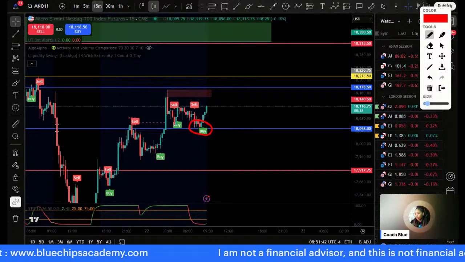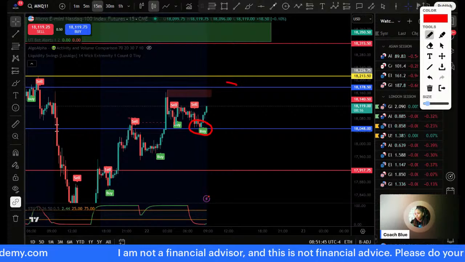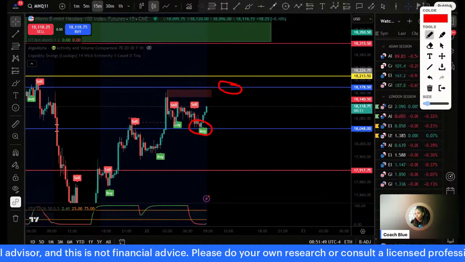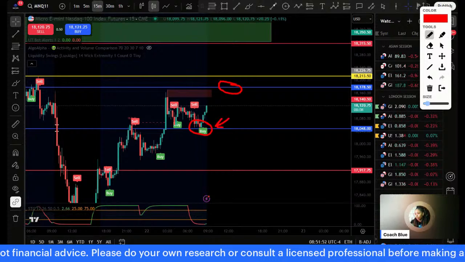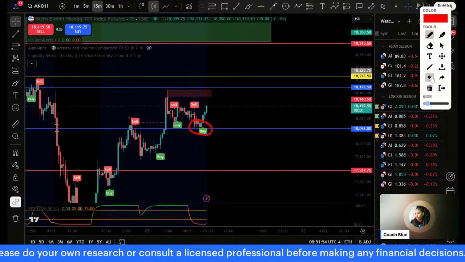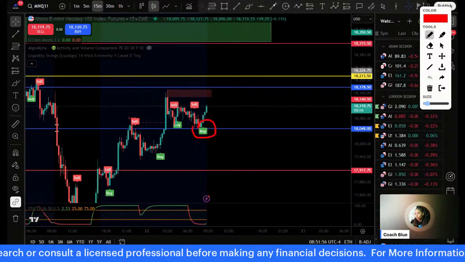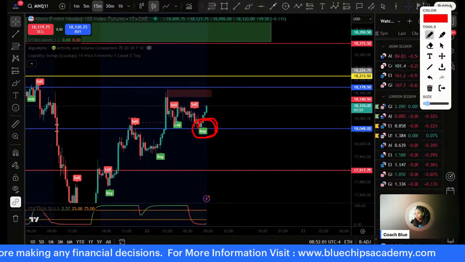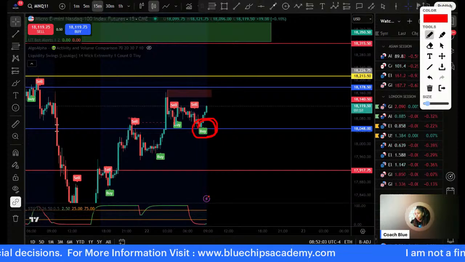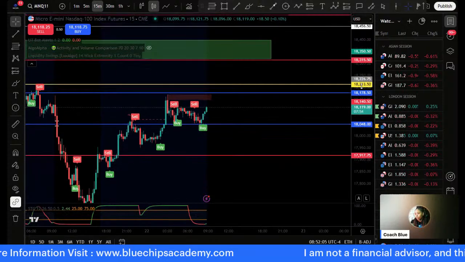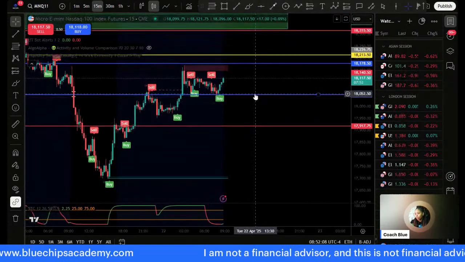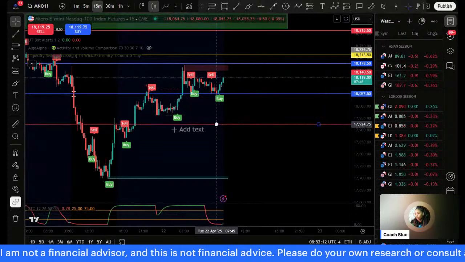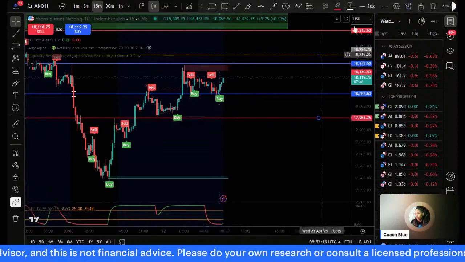So we have our 18,178 level, which is here, and then we have our 18,048 level, which is here. What I'm looking for, and I really like this buy here, but we know that I don't take any trades before 9:30. But I really like this buy entry because it's coming off of steps. When you're trading a trend, step entries are really good entries. Past resistance is future support, and past support is future resistance. What do I mean by that?